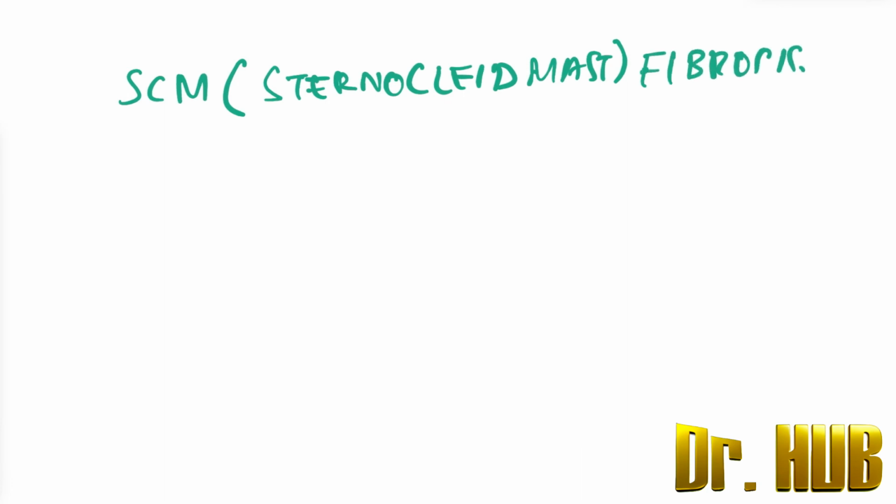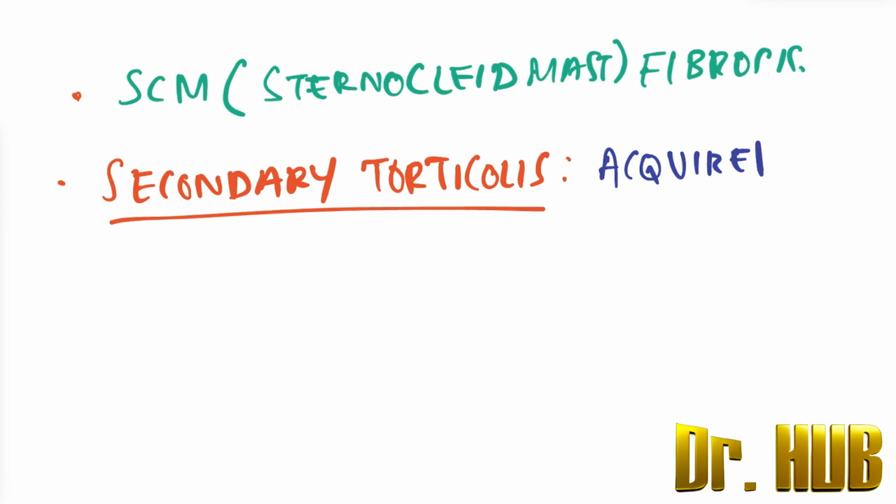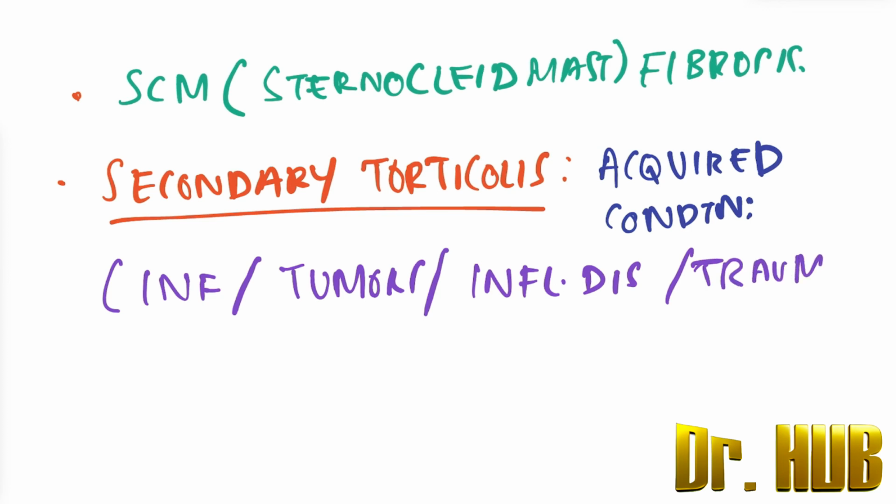Now let's move on to the secondary torticollis. Secondary torticollis is an acquired condition, and it can result due to infections, tumors, inflammatory disorders, as well as trauma.